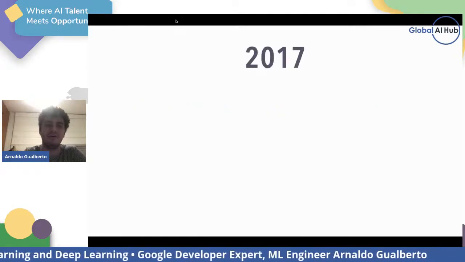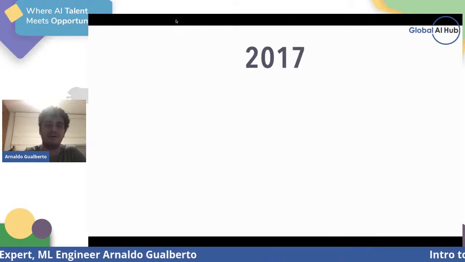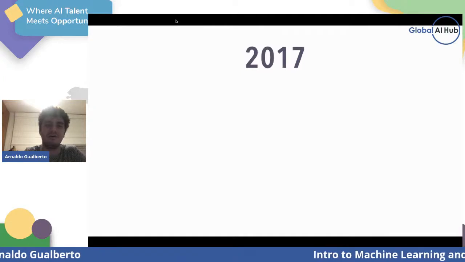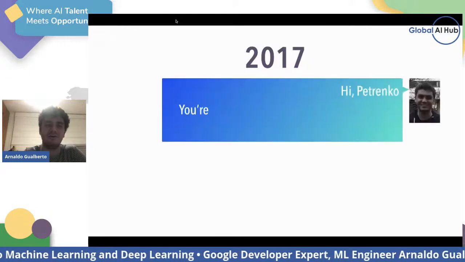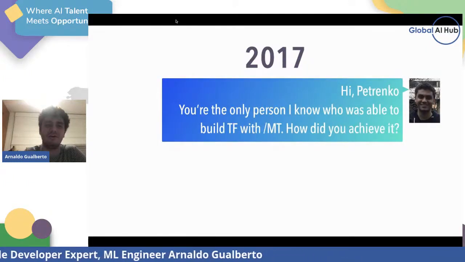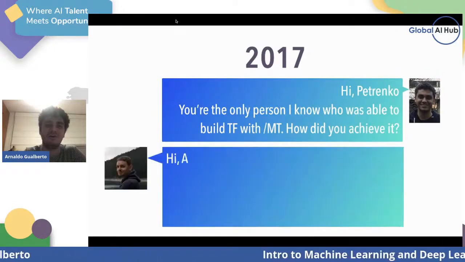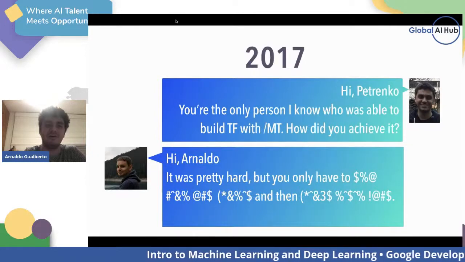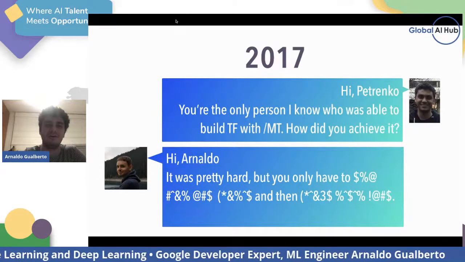But I also had to achieve this. I also had to build TensorFlow on Windows using the dash nt option, and I didn't know how to do that. So I sent an email to Alex Petrenko, basically saying the following: "Hi Petrenko, you are the only person I know who was able to build TensorFlow with dash nt. How did you achieve it?" And Petrenko said, "Hi Arnaldo, it was pretty hard, but you only have to blah, blah, blah, and then blah, blah, blah."